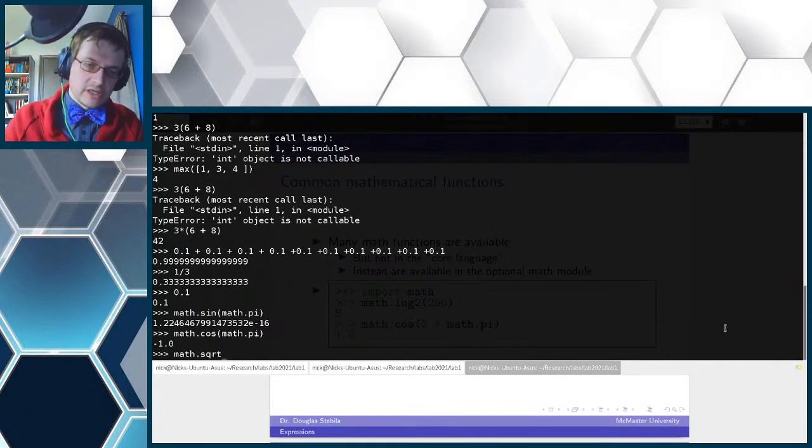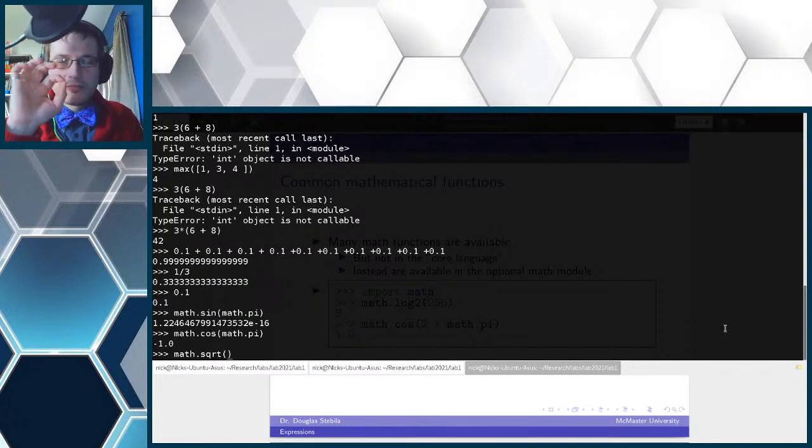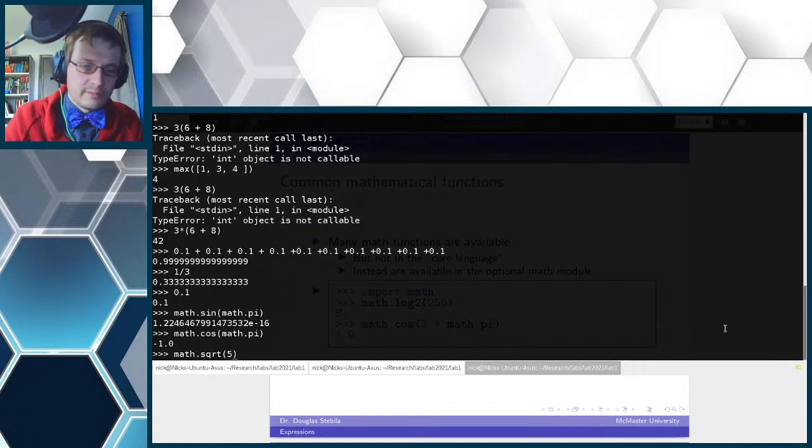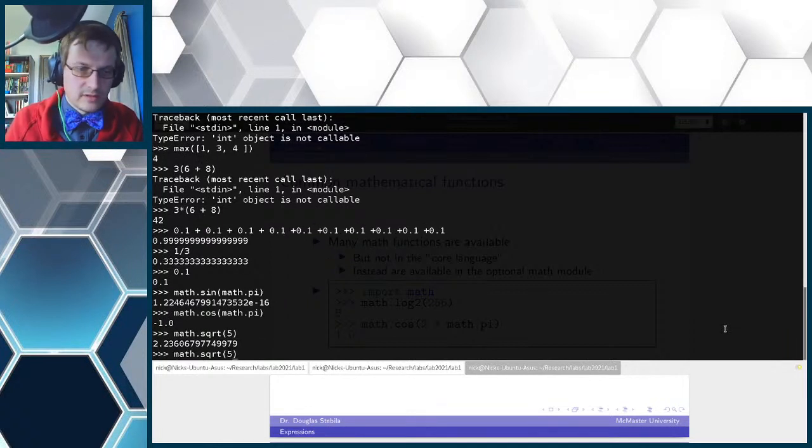Math.sqrt. So, don't ask me why, but every single programming language I've ever encountered abbreviates square root as sqrt. I don't know why, but that's what it does.